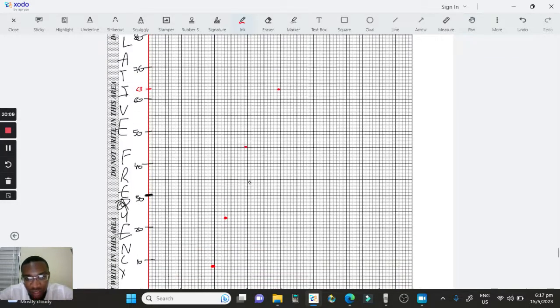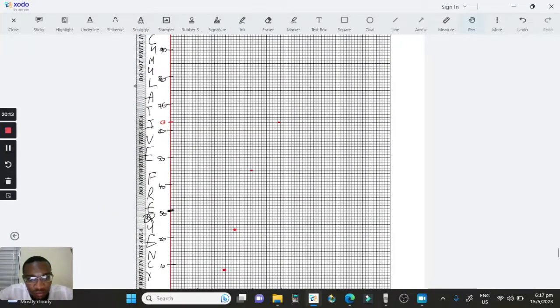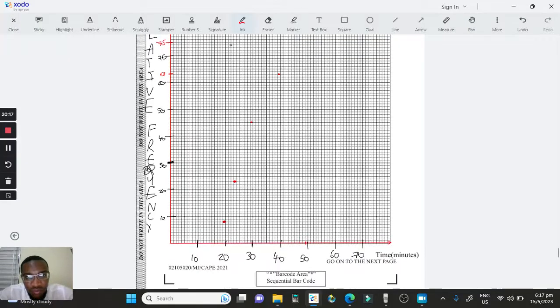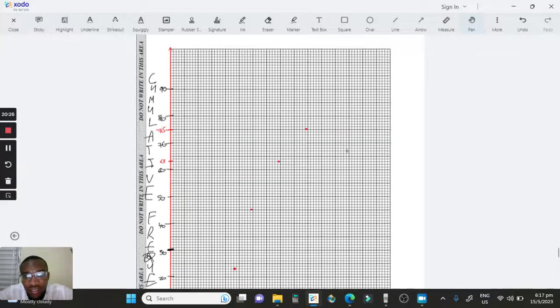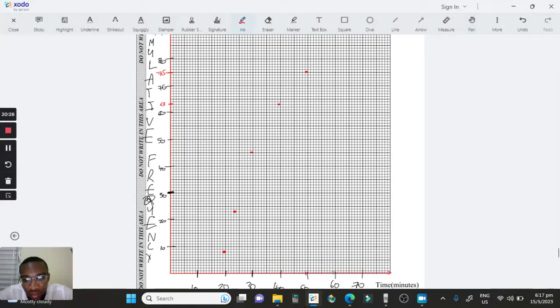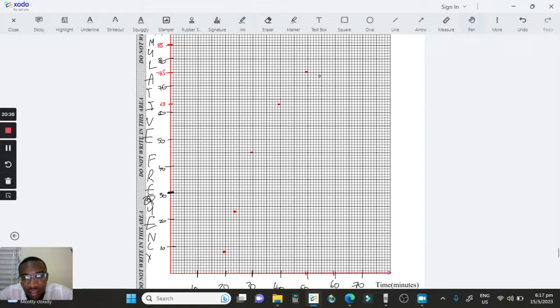49.5 is here to 75. This is 75. That's my 75. Go across to 49.5 right there. Then we have 59.5 to 85. 59.5 is here to 85. This is my 85. We're going 59.5.